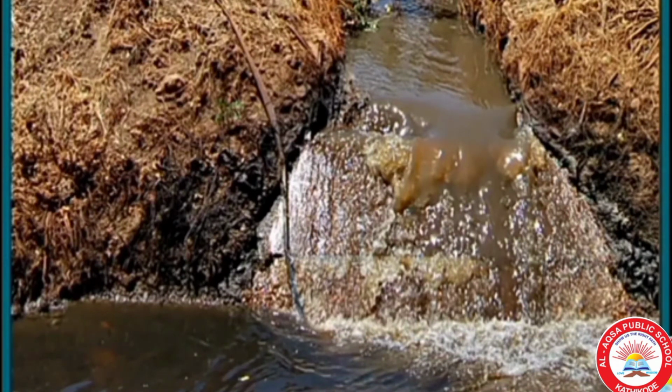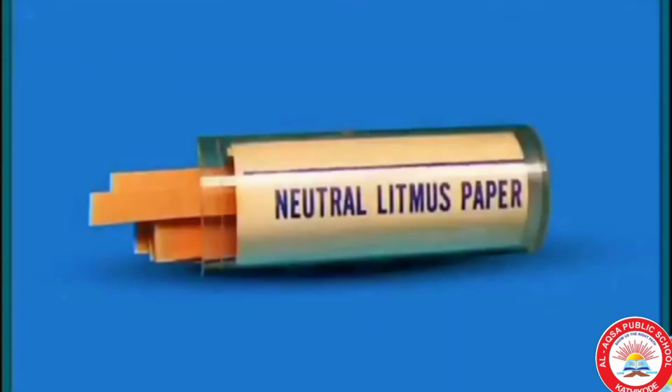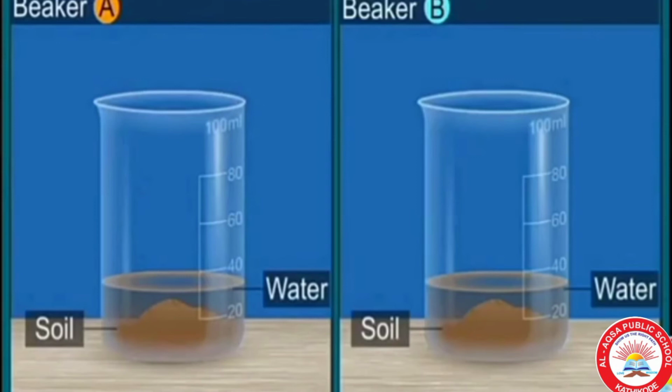The next one is soil treatment. We know that plants grow in soil, and plants need a particular pH in the soil. If we use excessive chemical fertilizers, it makes the soil acidic. So how can we check whether the soil is acidic or basic? We can use litmus paper. Here you can see one experiment.